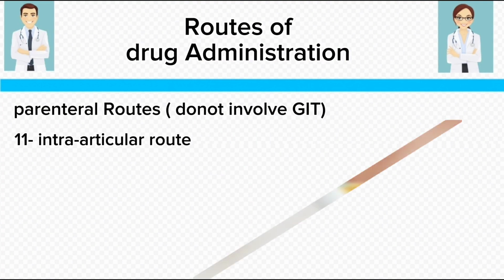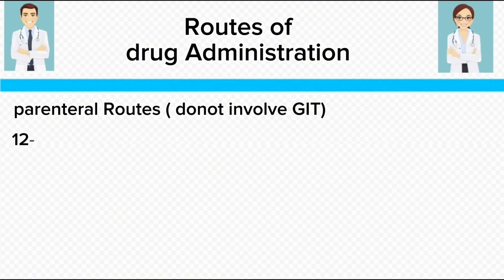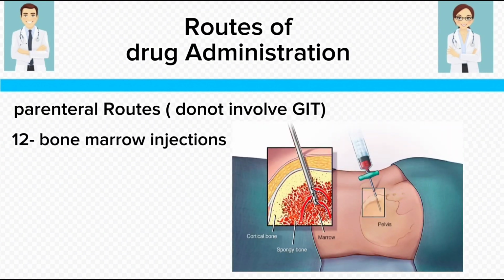The 11th is intra-articular route, in which we inject the drug within joint space. And the 12th and the last is bone marrow injections, in which we put the drug in bone marrow.